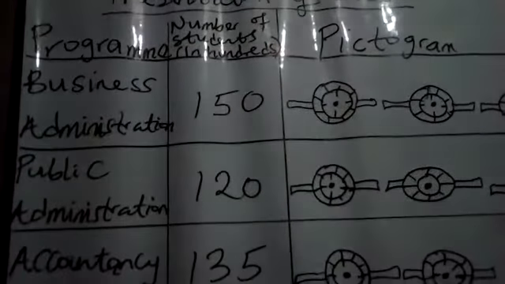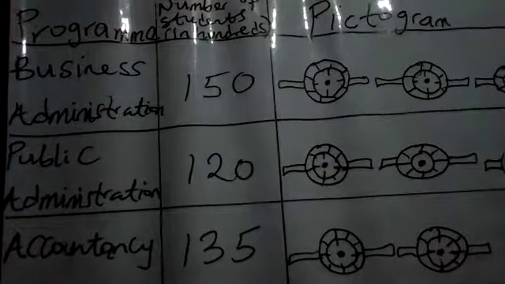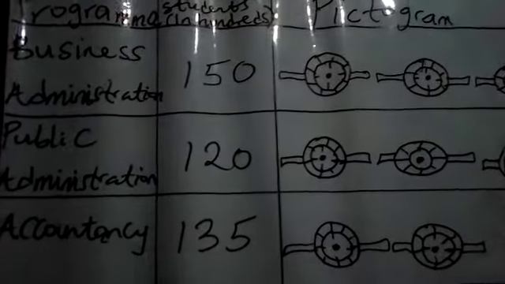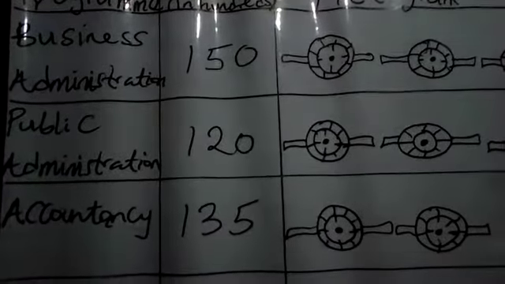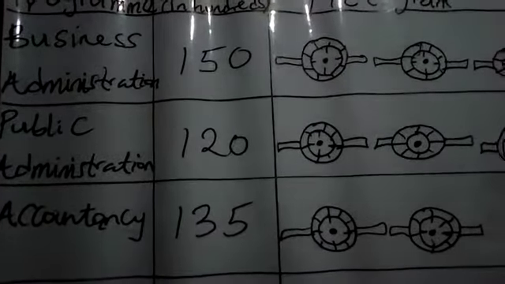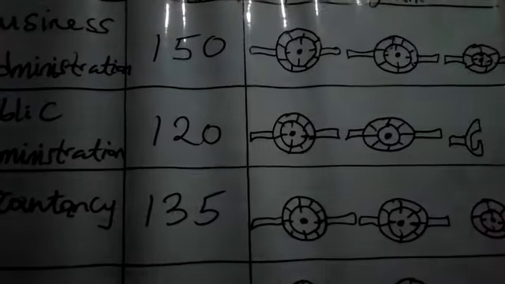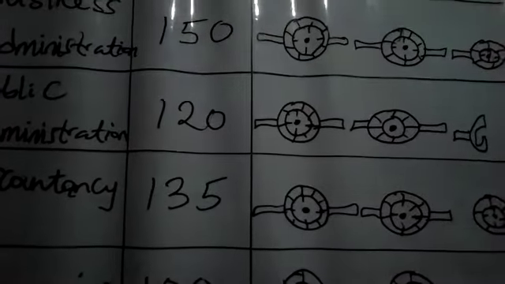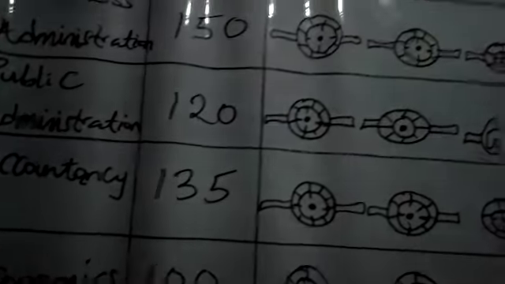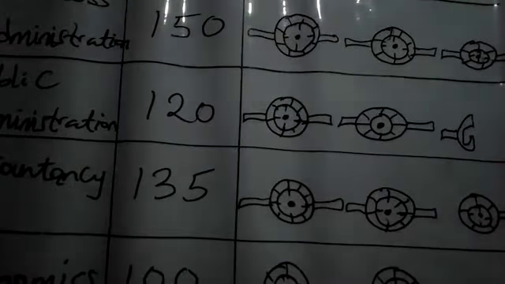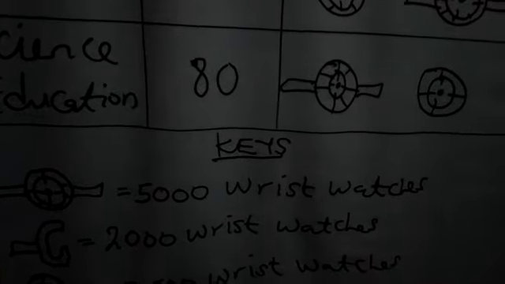For the public administration, which is 12,000, and if each wristwatch stands for 5,000 wristwatches, that means I have 2 complete diagrams for wristwatches, and that stands for 10,000 wristwatches. The remaining 2,000, I have the small wristwatch I drew for that, which stands for 2,000, and is represented in the keys. You check the key, you can see the diagram. I said it stands for 2,000 wristwatches.